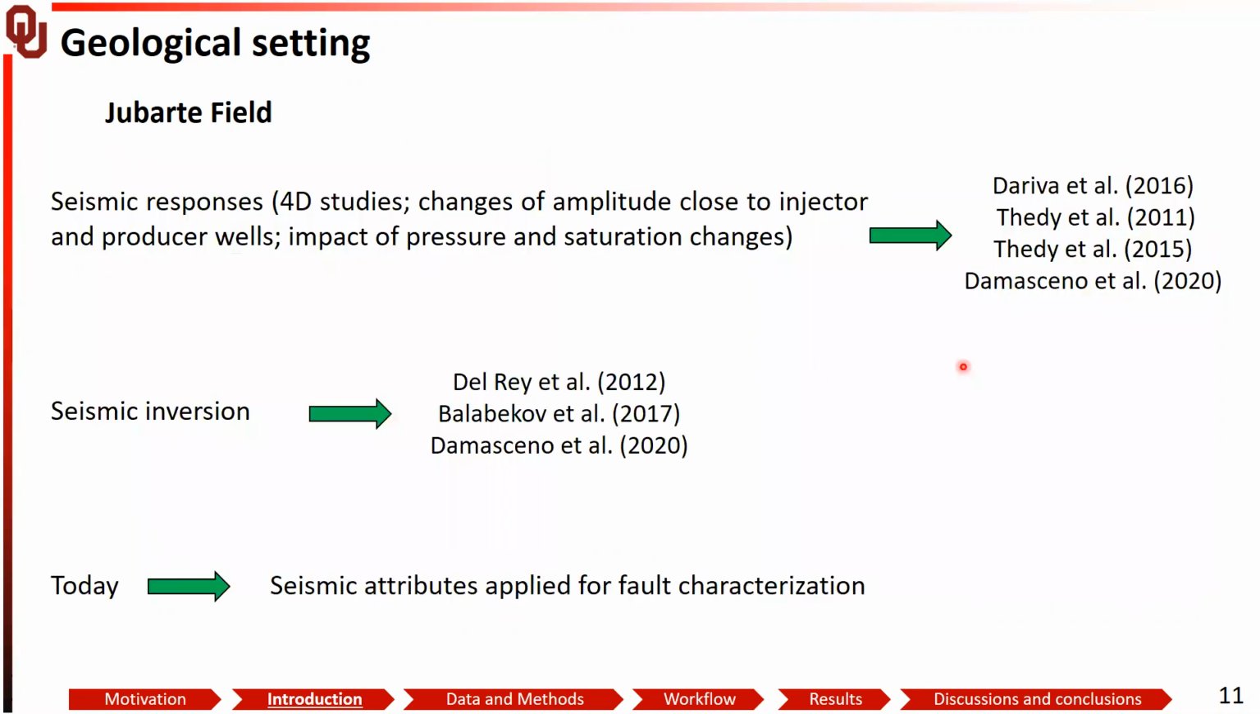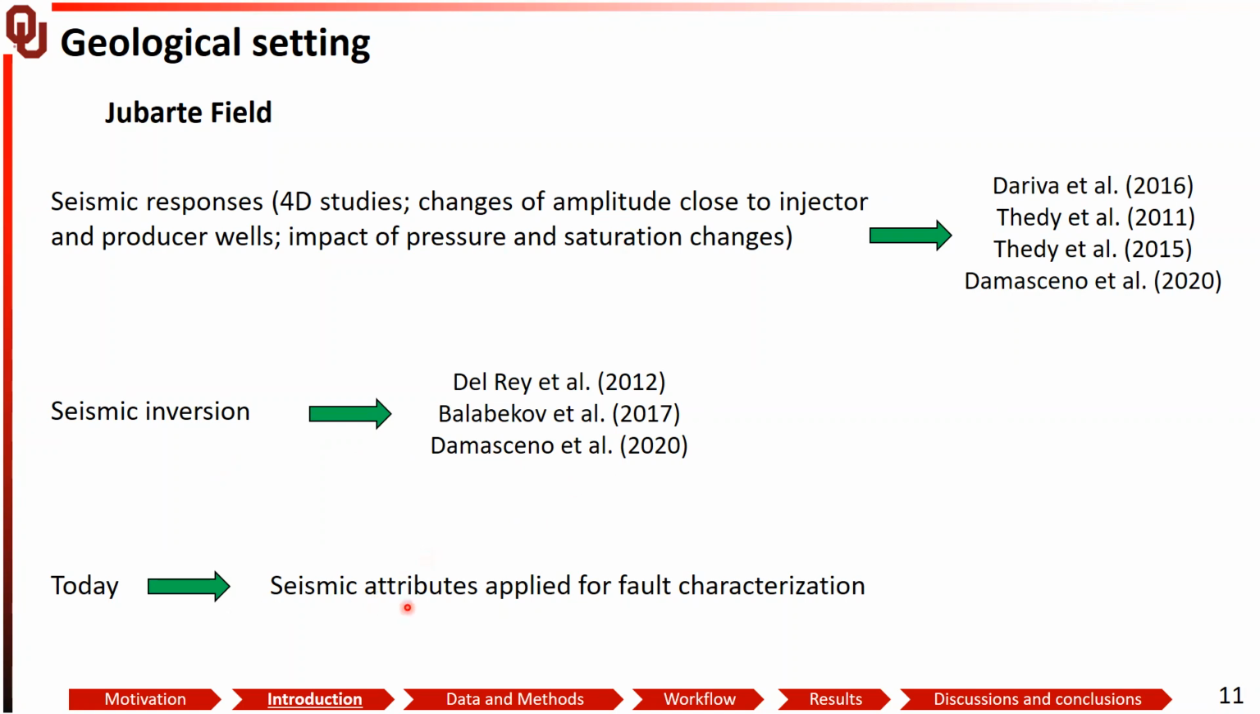And more related to the geophysics aspects, we have some publications that describe the AVO response, how they vary over time. So the 4D aspect of the anomalies, how they change close to producer and injector wells, they have different signatures. And also we have an idea about the different impact of saturation and pressure. We also have works that describe the impact of this change in amplitude and how they can be associated with properties, so seismic inversion analysis.